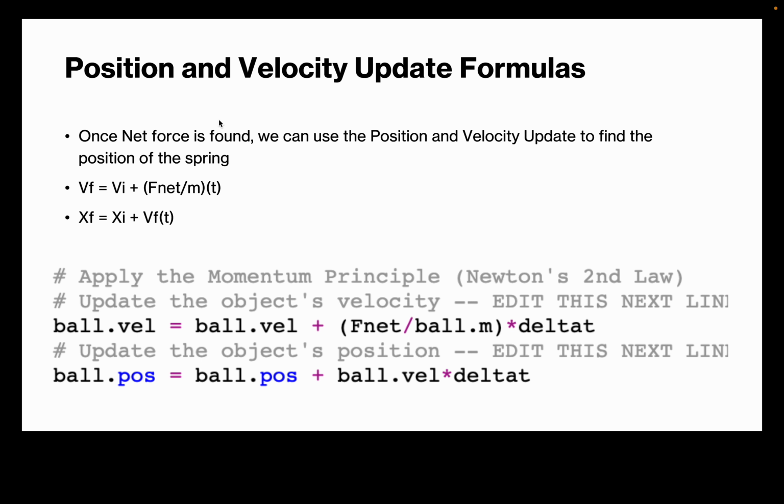And then the position and velocity update formulas. In order to find the position after we found the net force, we first have to find the V final, and then from there we can plug it into the position update and find the positions. So that's right here. And in both stages of the GlowScript code, this is what I used to calculate the positions.